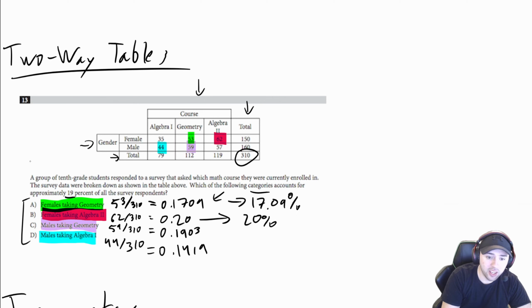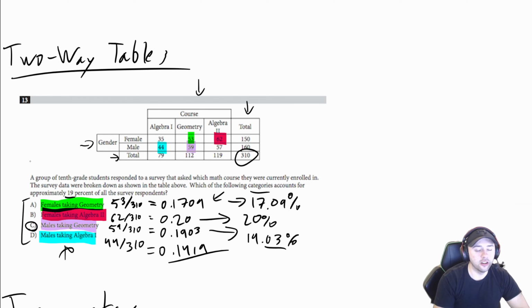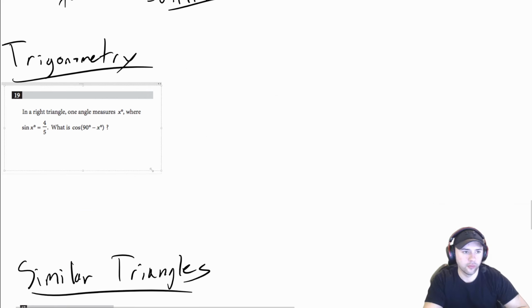And males taking geometry is the one we're looking for, which is 19.03%, but usually that extra little bit doesn't matter. And we can confirm that by getting the last one. Males taking algebra was only 14%, so it's going to be males taking geometry, option choice C here. That's the one we're looking for.